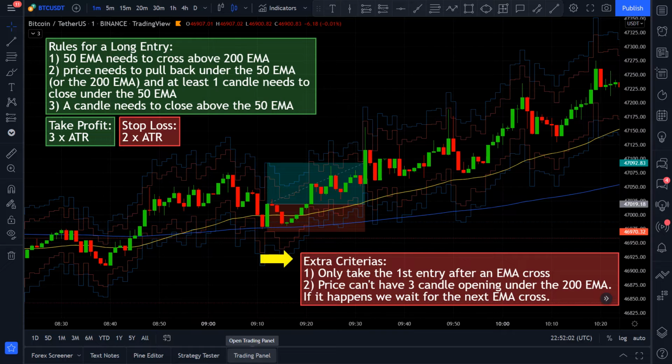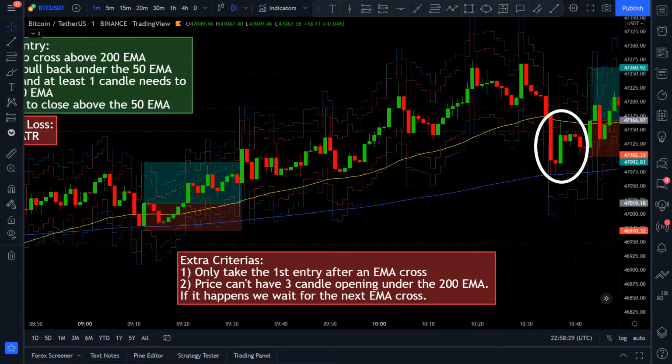Now there are 2 extra criteria you need to keep in mind. The first one is that we only take the first pullback entry after the EMA cross up. So if we took this long entry, but we got another pullback into the 50, and then a candle close above the 50 EMA, we won't enter into that position as this is the second pullback since the last EMA cross up.